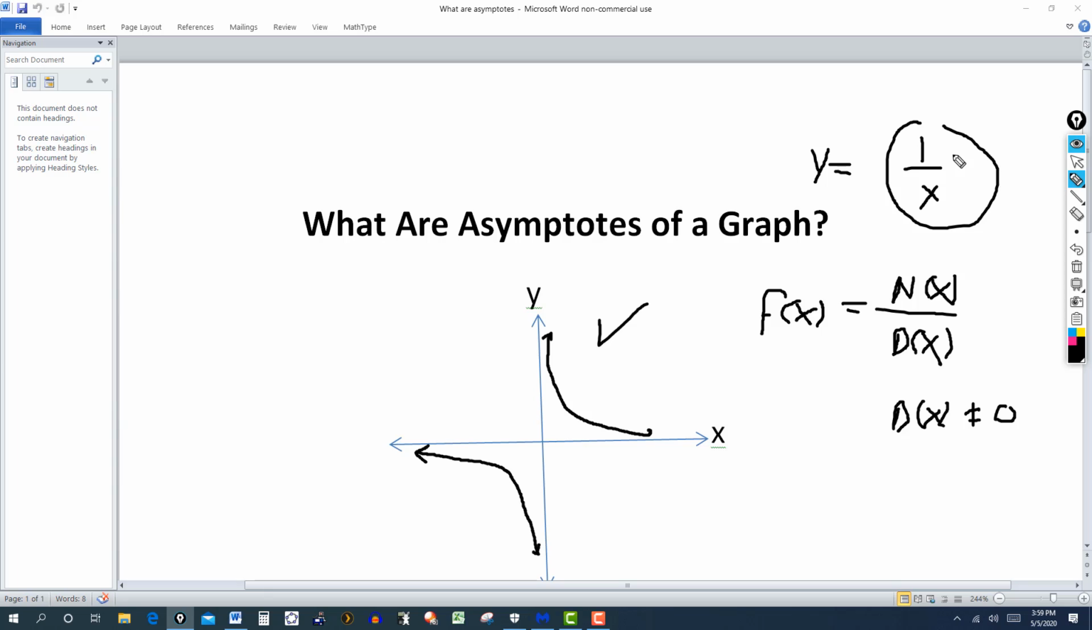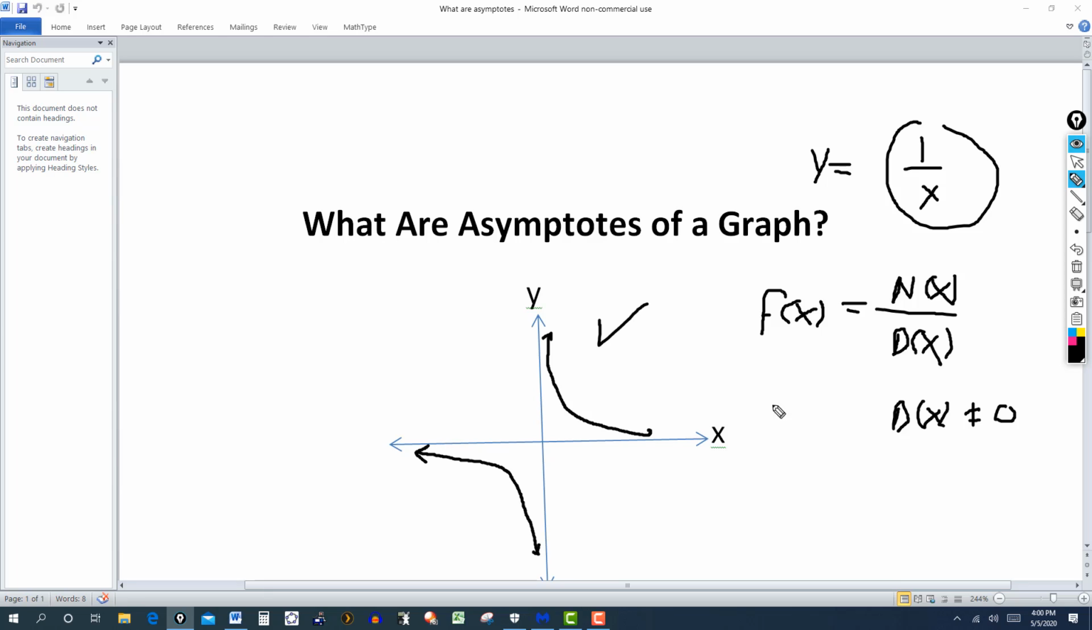Now, it also turns out that if you have a rational function, if the degree of the numerator is less than the degree of the denominator, in this case, because I have a constant in the numerator, the degree is 0. In the denominator I have x to the first, so the degree is 1. So 0 is less than 1. So whenever the degree of the numerator is less than the degree of the denominator, you're going to have a horizontal asymptote, which will be the line y equals 0, which of course corresponds to your x-axis.